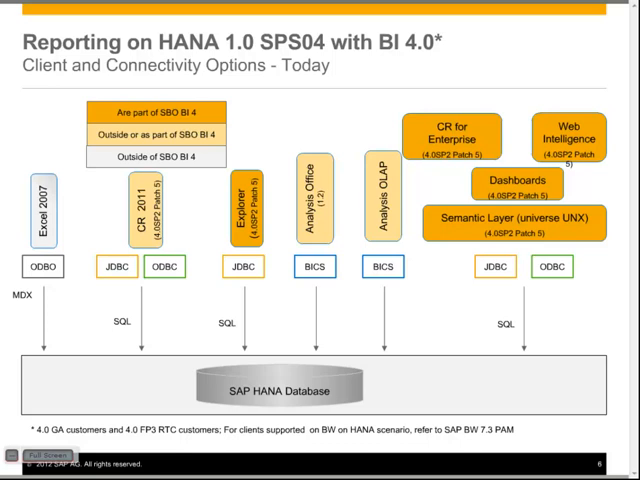A more SAP-specific type of interface is BICS. It's actually an SAP proprietary interface, primarily used for OLAP access. So here queries are also sent via MDX. We also have the SQLDBC interface that we can also query HANA with.